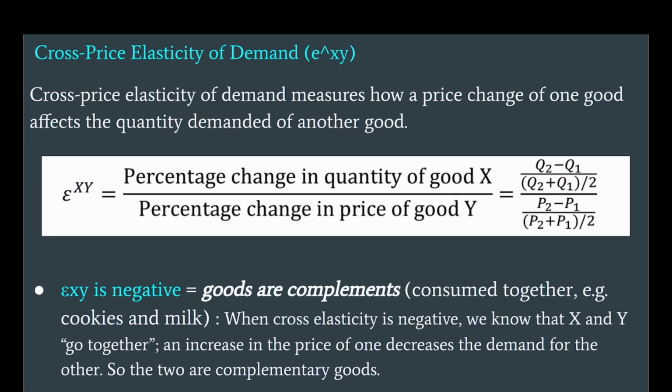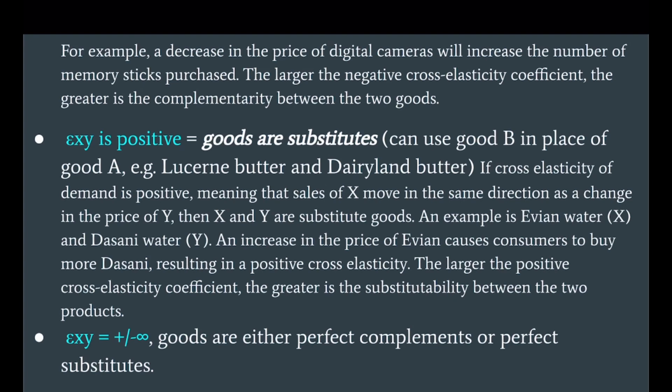If the cross elasticity is negative, then the goods are complements, that is, consumed together, example cookies and milk. When cross elasticity is negative, an increase in the price of one decreases the demand for the other, so the two are complementary goods. For example, a decrease in the price of digital cameras will increase the number of memory sticks purchased. The larger the negative cross elasticity coefficient, the greater the complementarity between the two goods.